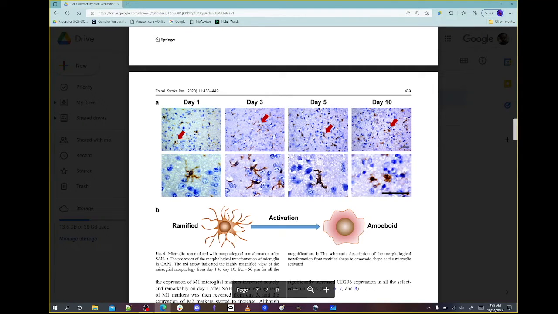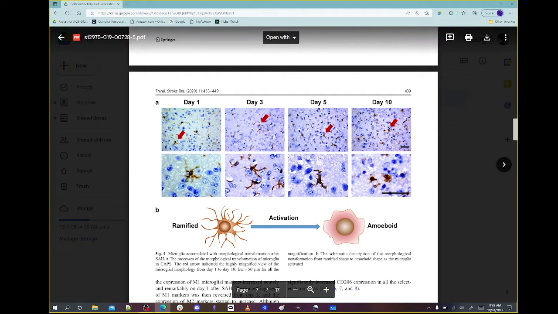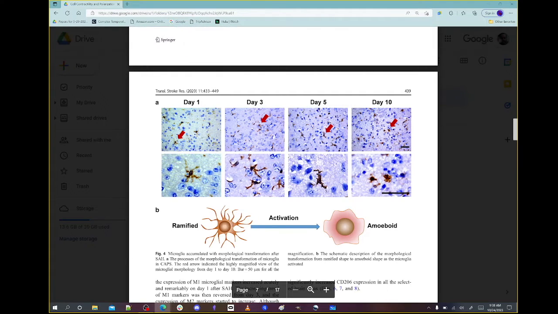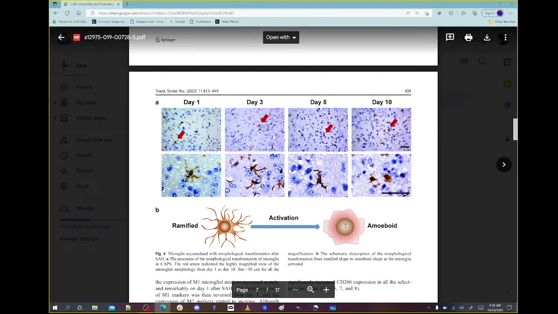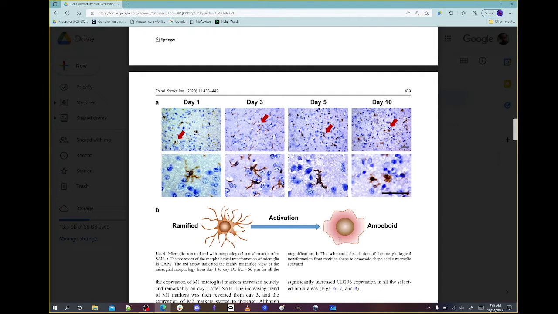So microglia accumulated morphological transformations after SAH. A ramified microglia kind of goes out and branches out towards the neurons and is a support cell. And then this amoeboid shape looks like it's maybe not as active, or not doing its job after it takes on this shape. So it's like this flat pancake, like a fried egg almost.